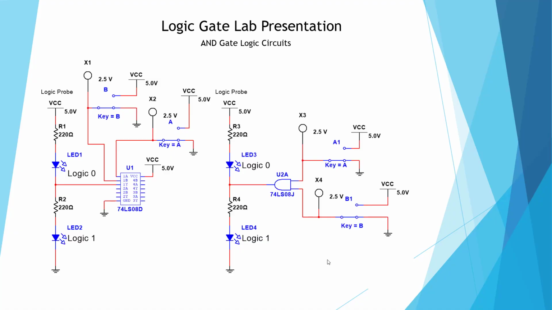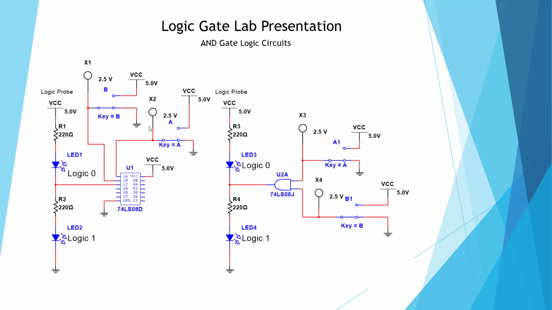Here I have two AND gate logic circuits. Still we're using our logic probe. And here we show the IC view. It is VCC on pin 14 and ground on pin 7, which is typical for TTL chips. 7408. Here I have SPDT, single pole double throw switches that I can put to VCC or ground, logic level high 1 or logic level low 0.